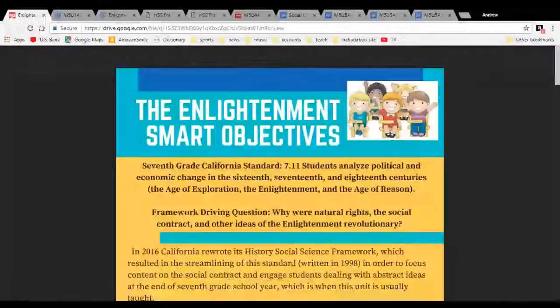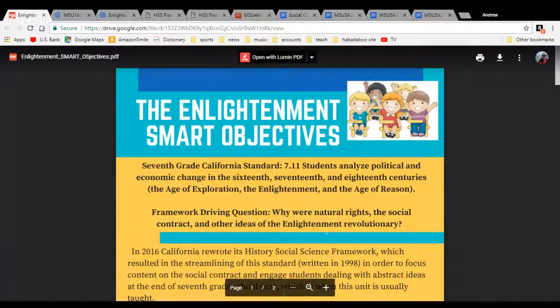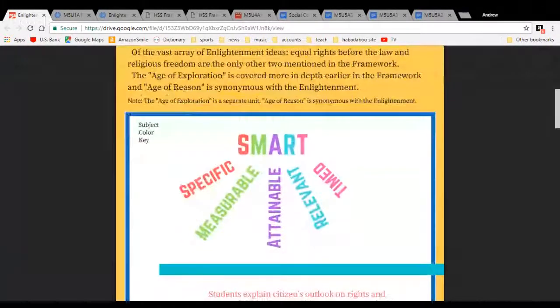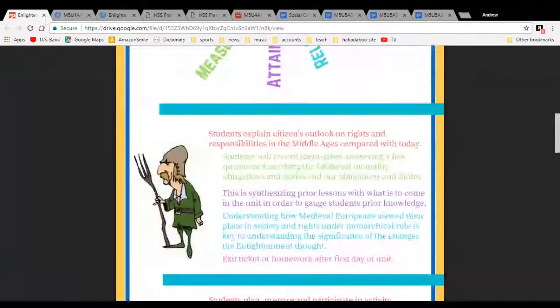The first thing we did was develop objectives and SMART objectives. We had learned a little bit about that earlier in Teach Now modules, but it was good to go over them again. And specifically this time, we were really learning how to write SMART objectives for a unit we were going to develop.